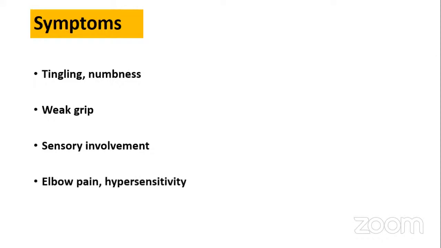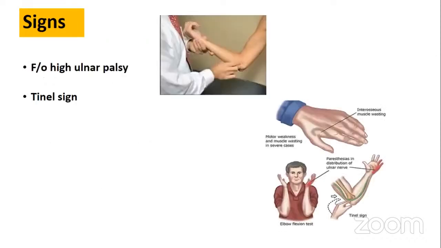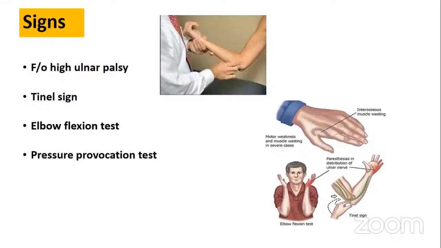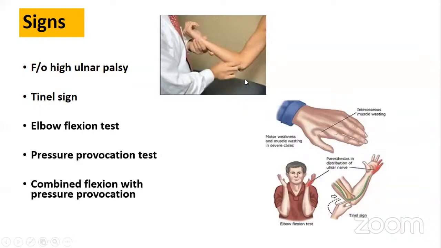Symptoms are tingling and numbness in the ulnar nerve distribution. Grip is weak because the intrinsics are paralyzed, or weak rather. Sensory involvement, and a lot of patients actually have more pain, elbow pain and hypersensitivity. There could be high ulnar nerve palsy kind of symptoms, and a Tinel's sign at the cubital tunnel. If you keep the elbow hyperflexed like this, again you're provoking the entire thing. If you keep it for 60 seconds, the patient starts getting paresthesia in the hand. In the pressure provocation test, you put a lot of pressure over the nerve, like a Durkan's test. And you can have combined flexion and pressure provocation. Then you might get these symptoms back in the patient.